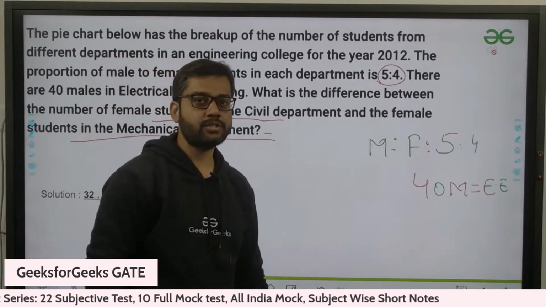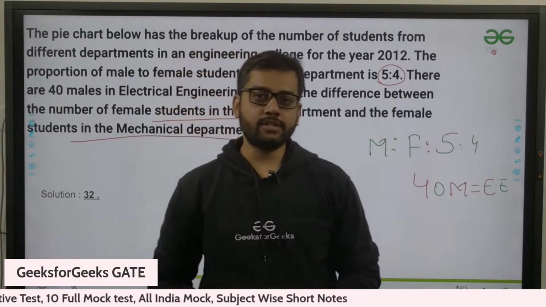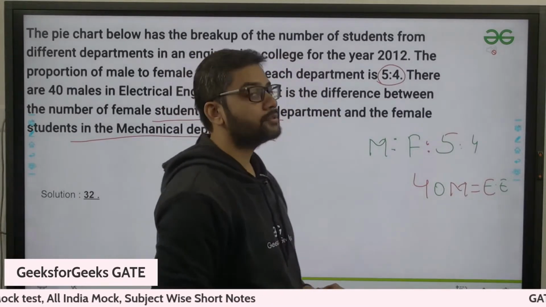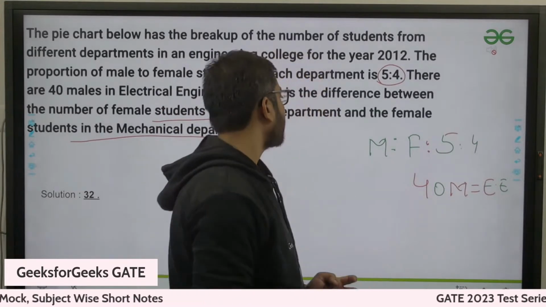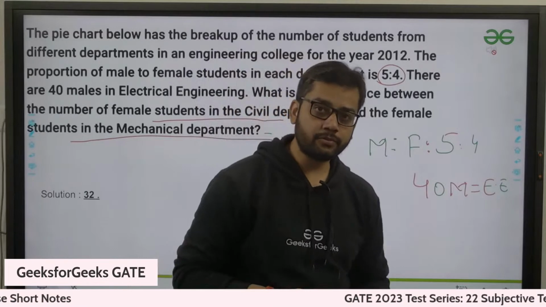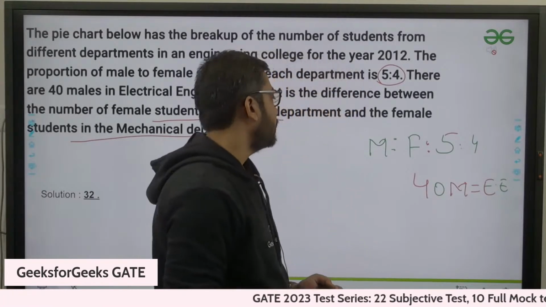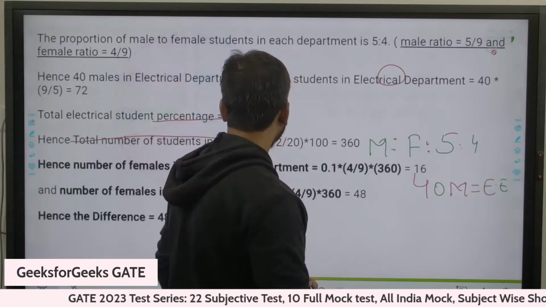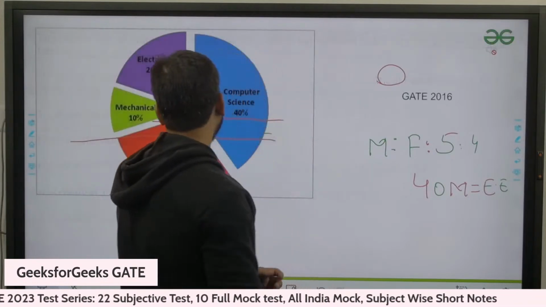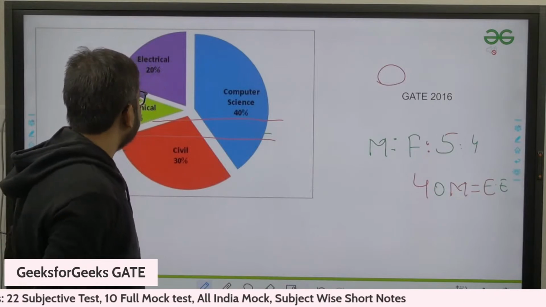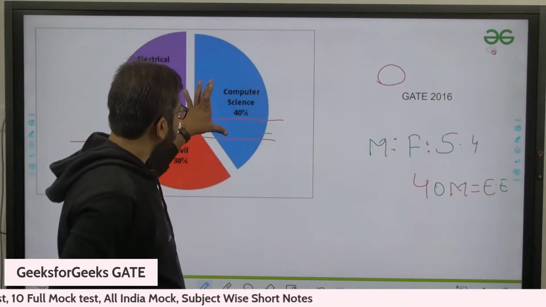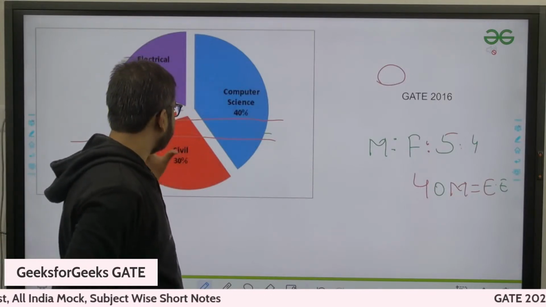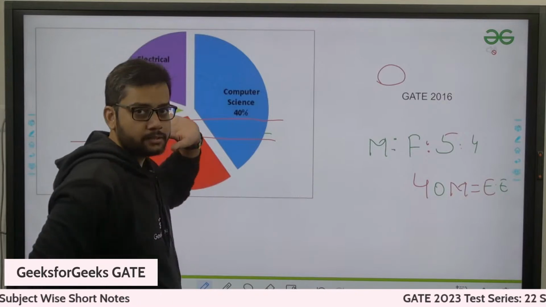The question is straightforward. In the engineering student data given for 2012, the male to female ratio is 5:4, and in electrical the total number of males is 40. Let's see, this is our pie chart. In this pie chart, computer science is 40%, civil 30%, mechanical 10%, electrical 20%.